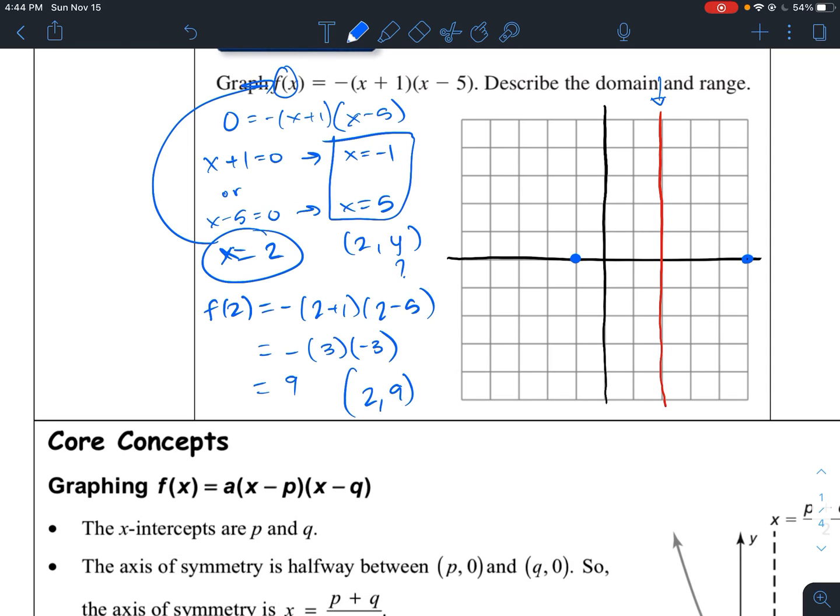So that should be somewhere up there. 1, 2, 3, 4, 5. So it should be somewhere up there at 2 comma 9. There you go. So that's how you graph using intercept form.